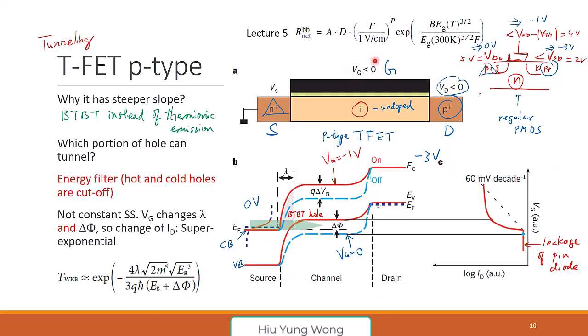When I increase VG, what happened? Lambda gets smaller. I mean, make it more negative. Lambda gets smaller. At the same time, delta phi gets larger. So here you see that the tunneling probability depends on lambda and delta phi. They all change at the same time. This is larger, this is smaller. That's why you get super exponential. And this one gives you less than kT over q. Thermionic emission is also exponential, but this one is super exponential. It goes faster. So that's why theoretically, this one has a steeper subthreshold slope.